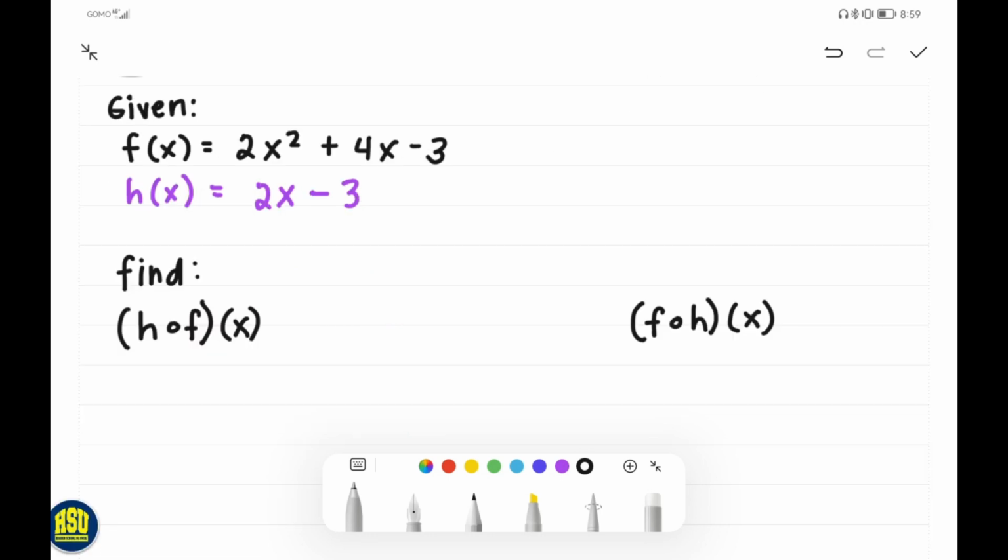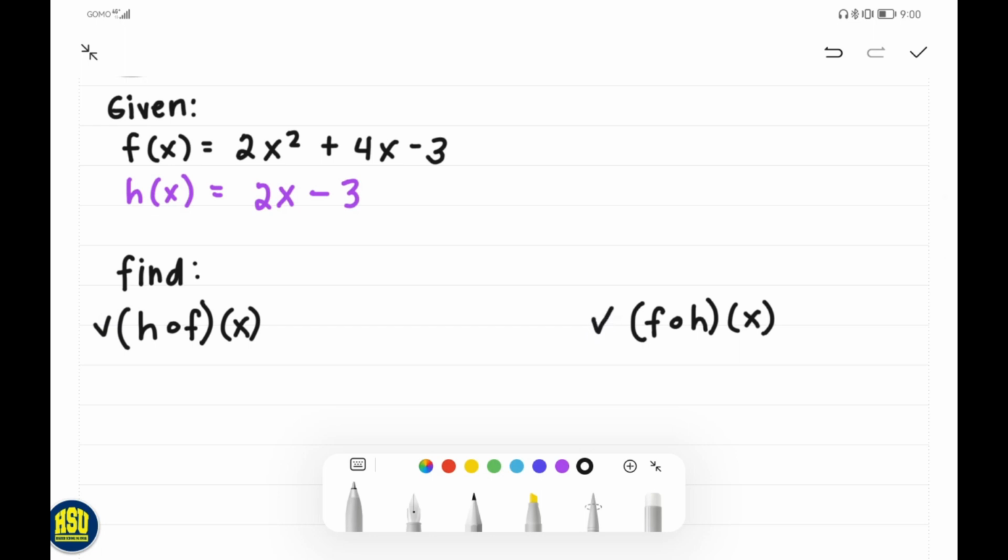How about this one naman? So we have here two given functions. F of x is equal sa 2x squared plus 4x minus 3, at yung h of x natin is 2x minus 3. Then, find the h composite of f of x and f composite of h of x.